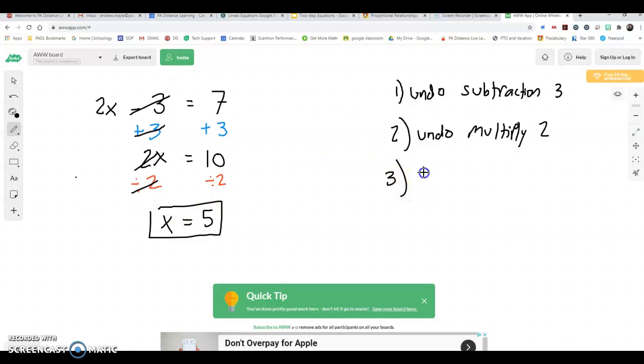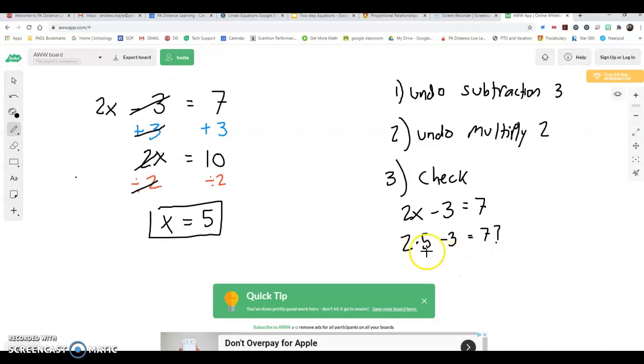Final step, you should always check to make sure that you got the right answer. So I want to check x equals 5 to make sure that's right. Remember that the original equation is 2x minus 3 equals 7. Well, because x equals 5, I'm going to take out the x and put 5 in its place. So now that's 2 times 5 minus 3. Is that equal to 7?